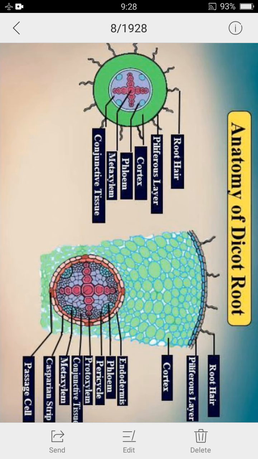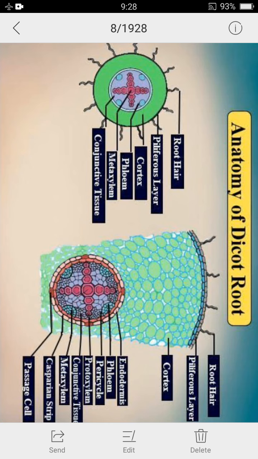Next, the pith is small and inconspicuous. The parenchyma cells which lie between the xylem and the phloem are conjunctive tissue. You can see conjunctive tissue here, present between phloem and xylem. There are usually 2 to 4 xylem and phloem patches. You can count here, students, 4 patches are there. Later, a cambium ring develops between the xylem and phloem.